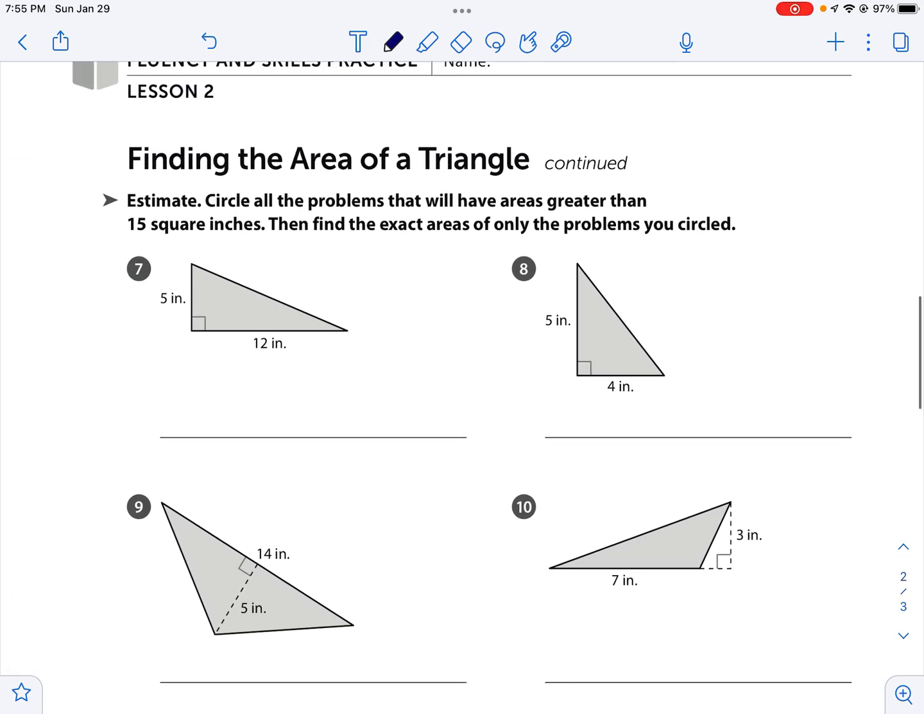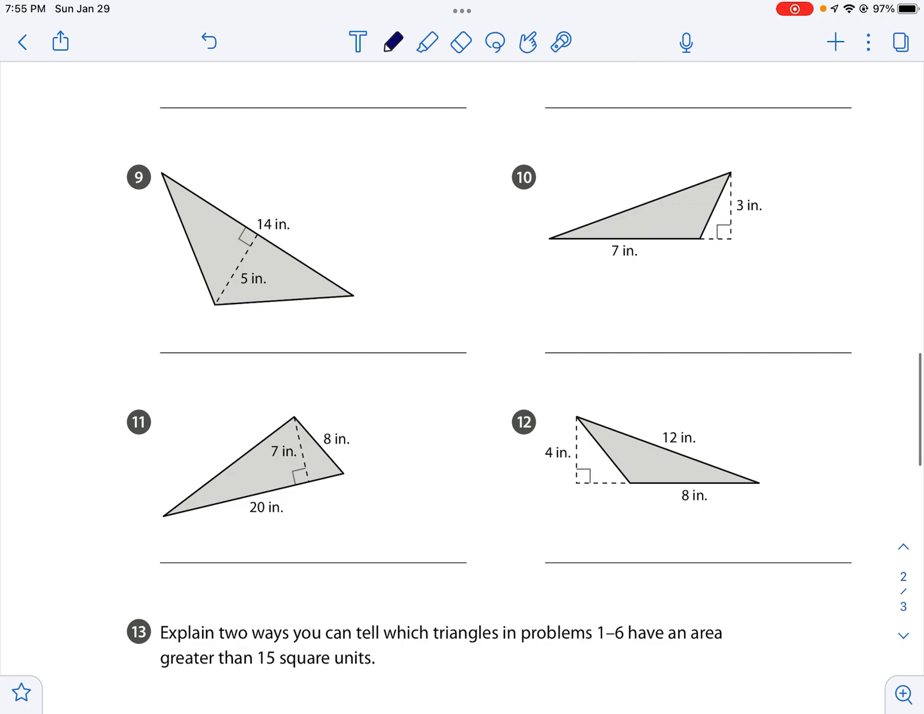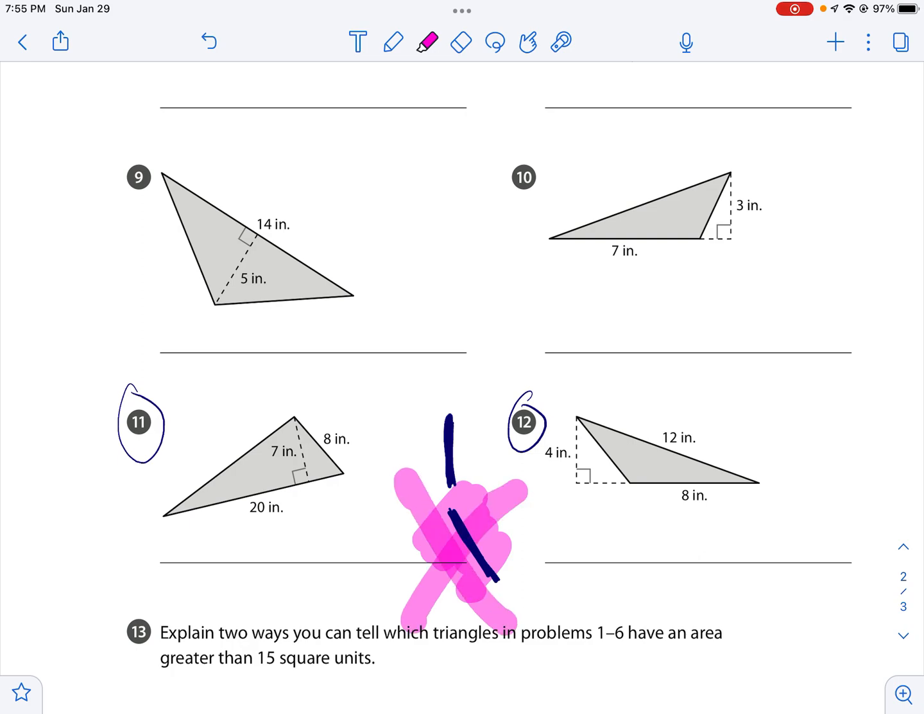Remember, we're not following these directions here. Base times height divided by 2. Remember on 11 and 12, height has to be going straight up and down. Do not use the height of something that is a diagonal line. We do not use diagonal lines when we are finding the height. Okay, so be careful of that on 11 and 12.